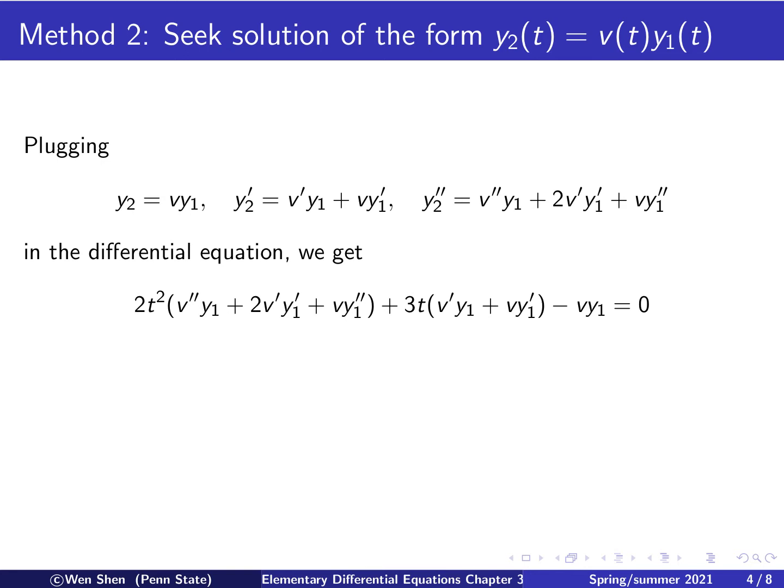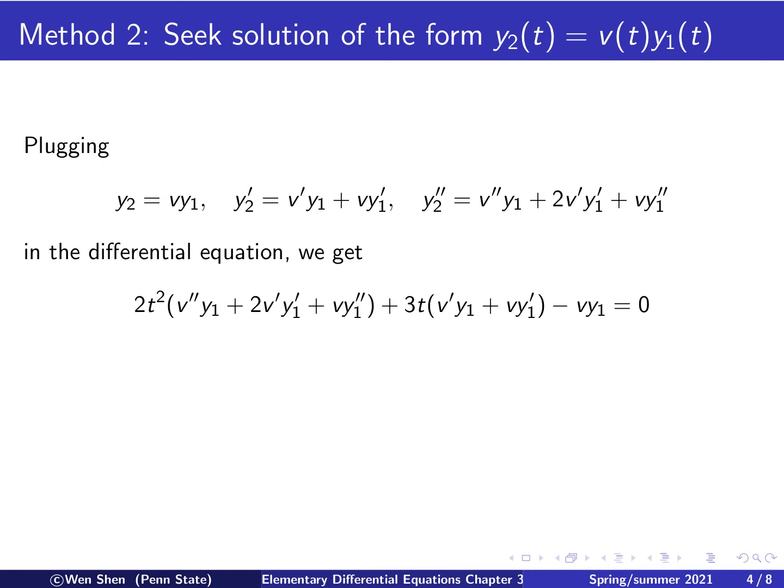Okay, so let's compute the derivatives. y2 is v times y1, and then y2 prime is v prime y1 plus v y1 prime. And then for y2 double prime, you apply the product rule on both, and you get v double prime y1, and then you pick up this term from each, so you get 2 of them, 2 v prime y1 prime, and then you get v y1 double prime.